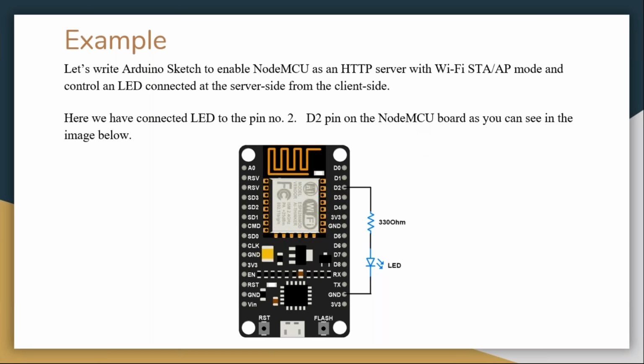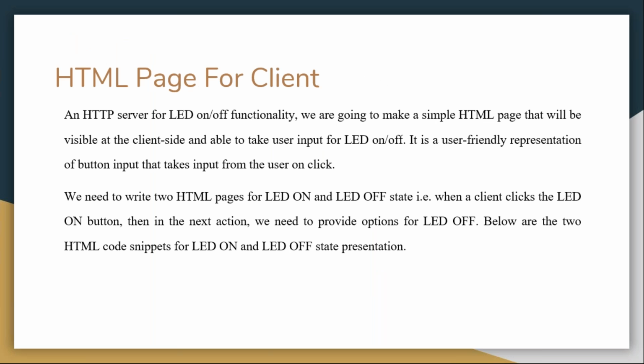HTML page for the client, an HTML page for LED on-off functionality. We are going to make a simple HTML page that will be visible at the client side and able to take user input for turning the LED on or off. It is a user-friendly representation of button input that takes input from the user by clicking.